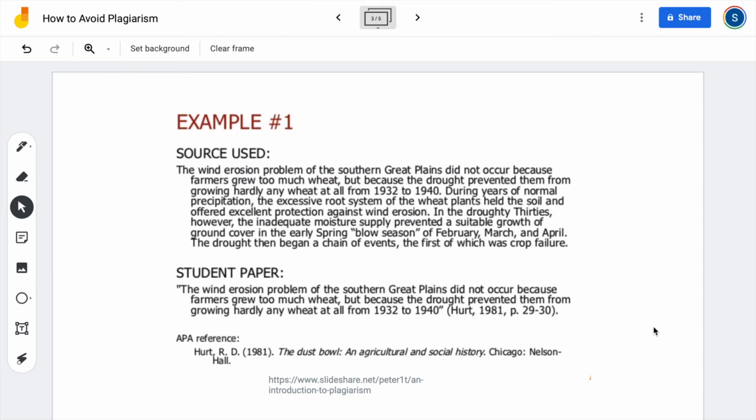The wind erosion problem of the southern Great Plains did not occur because the farmers grew too much wheat, but because the drought prevented them from growing hardly any wheat at all from 1932 to 1940. Okay, so now read this carefully, the student paper, look at what they wrote, and ask yourself, is this plagiarism?